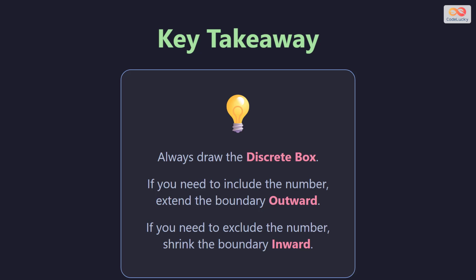To wrap up, don't memorize the plus or minus rules blindly. Instead, sketch the discrete box for your number. If you want to keep the box, extend your shading to the outside edge. If you want to discard the box, stop your shading at the inside edge. That visual check will save you every time.